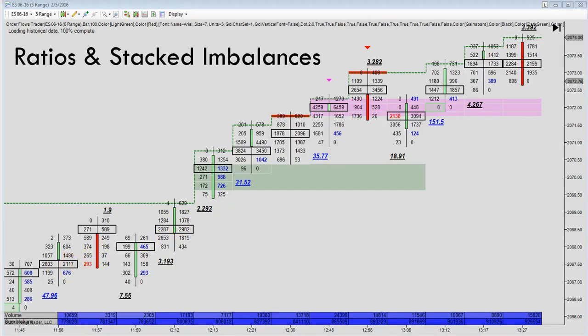This is another example. We're going up into the highs. You're taking out the highs with some aggressive buying. You got buying imbalance, buying imbalance, buying imbalance, resulting in a stacked buying imbalance. The bar immediately following it, again, you got a ratio, so it's telling you these lower prices below the high of the day are being rejected. And what happens? The market just continues moving on up.